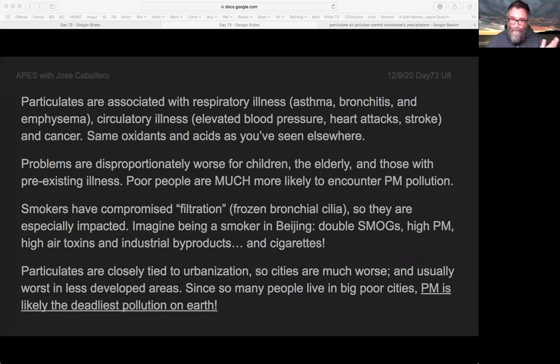Particulates have the same secondary chemistry that you've seen somewhere else. So particulates and car emissions would be the photochemical smog stuff, which is the oxidants. Particulates in coal emissions would be sulfur oxides, which are the same acids that you saw in sulfurous gray smog.